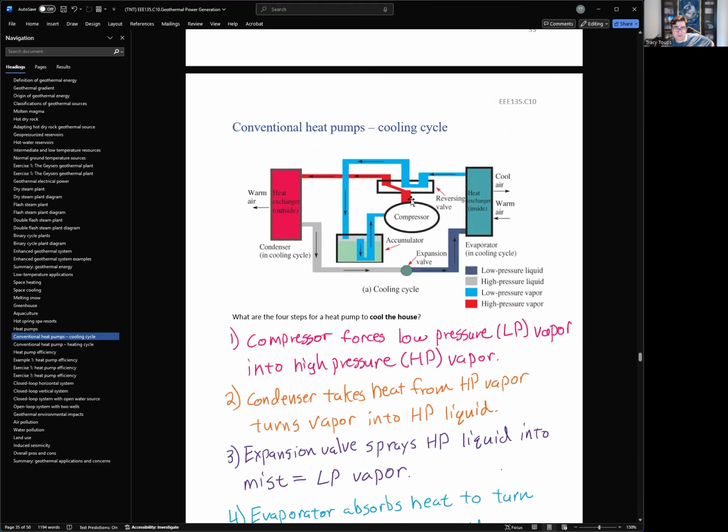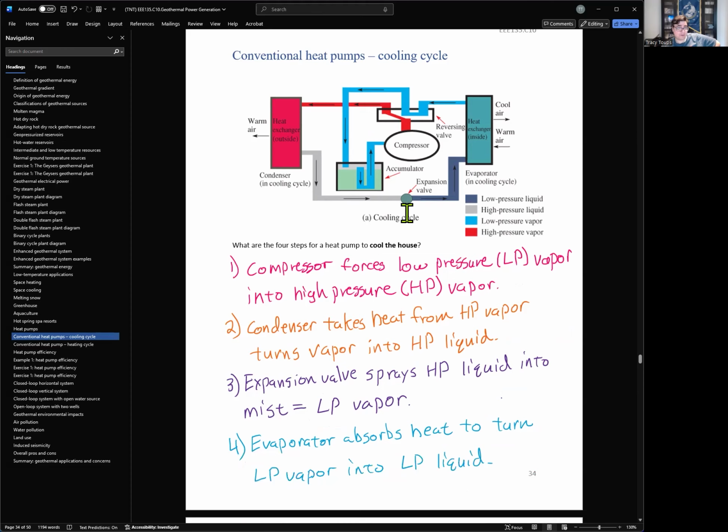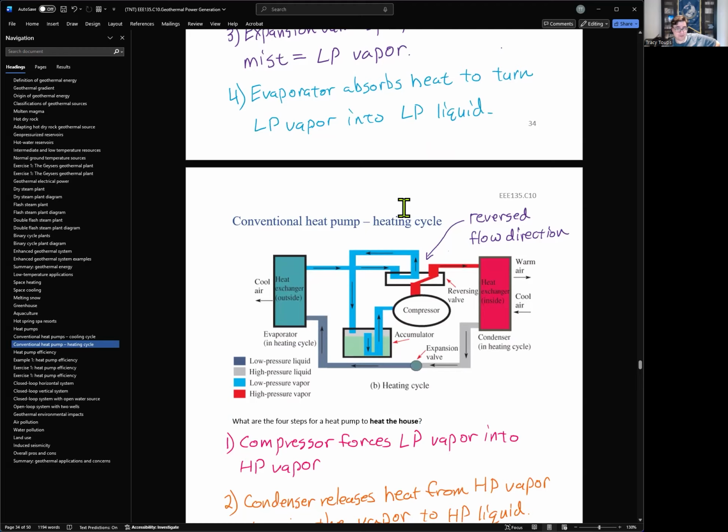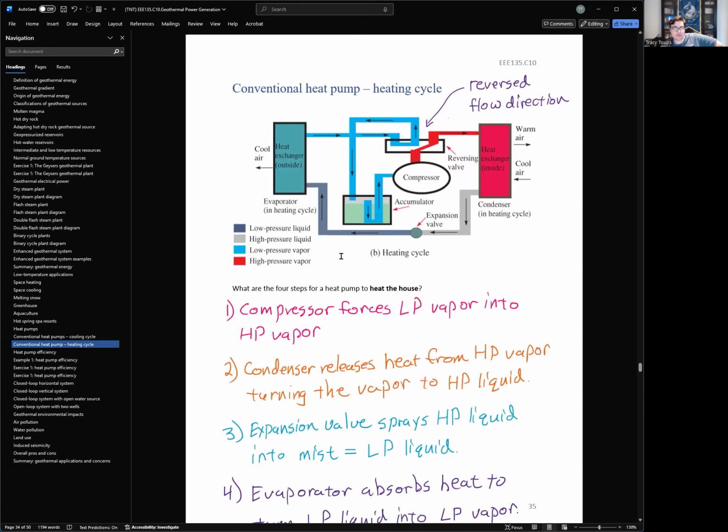If you go up, notice that the red liquid, the really hot vapor, is going to the opposite core, the condenser outside. So the only difference between the cooling and heating cycle of the heat pump is which way the compressor is pushing the liquid. Is it pushing it to one core or another? That's it. So that's your traditional heat pump.